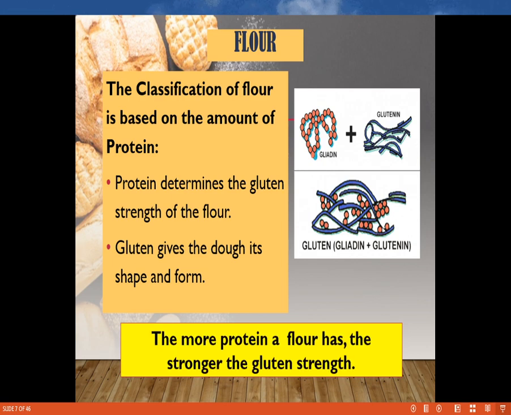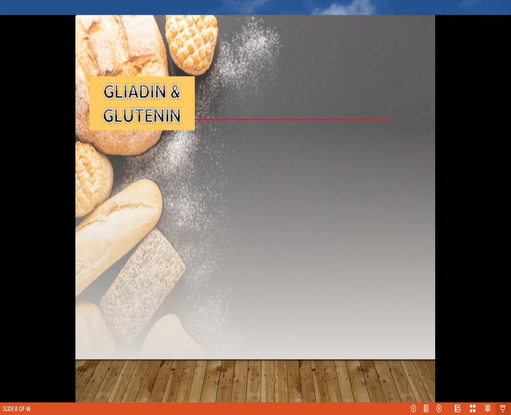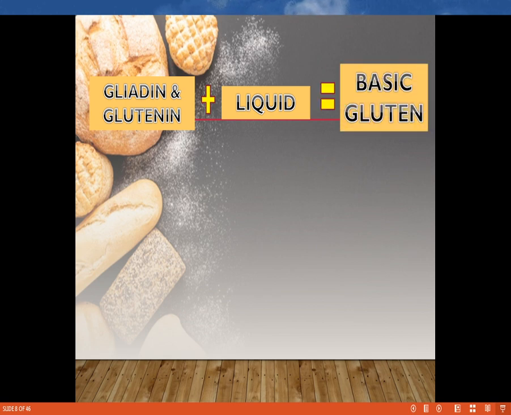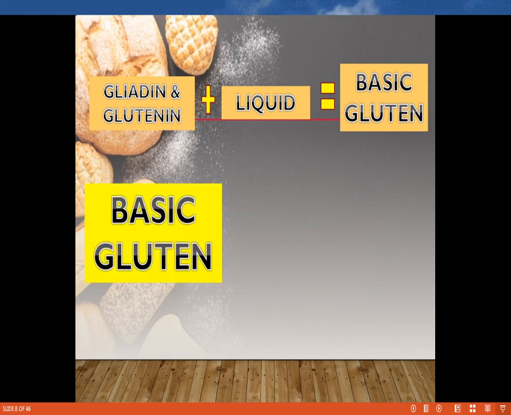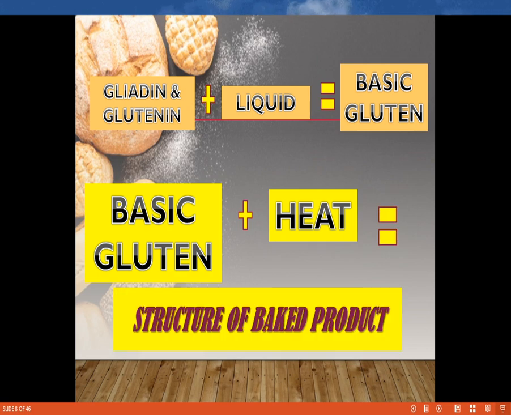Remember, the more protein a flour has, the stronger the gluten strength. Gliadin and glutenin, the protein substances in flour, plus a liquid such as water, equals basic gluten. And then this basic gluten, if we add heat, equals the structure of the baked product.